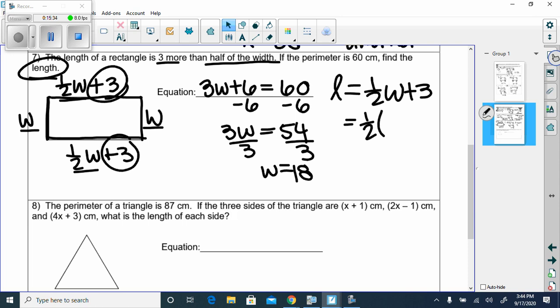So what's my answer, Hector? 9 equals L? Is 9 plus 3? Okay. So length equals 12.